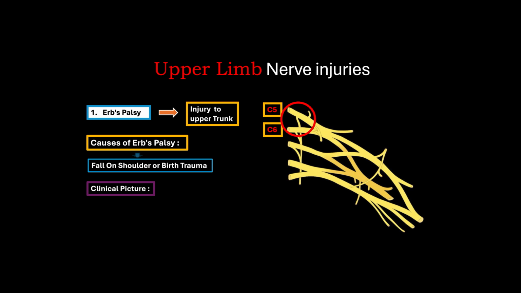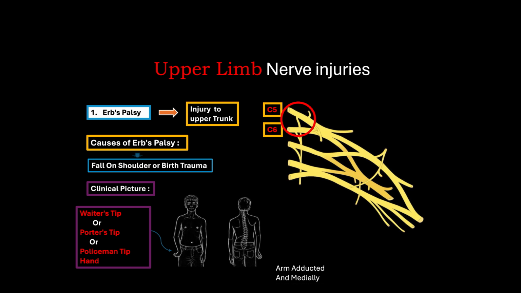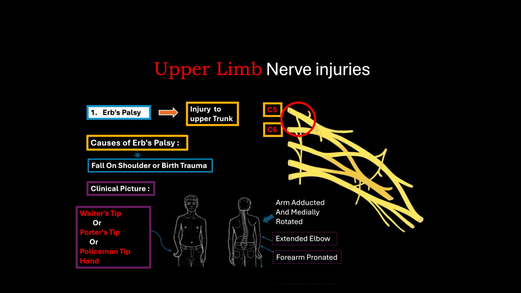And next, the clinical picture or presentation, how Erb's palsy can be seen. It is the most important point we have to remember. Many exam questions were based on this clinical picture particularly. A classical feature of Erb's palsy is waiter's tip, also called porter's tip or policeman's tip, which looks like this, in which the arm is adducted and medially rotated or internally rotated, the elbow is extended, the forearm is pronated, and the wrist is flexed. We have to remember these characteristics.